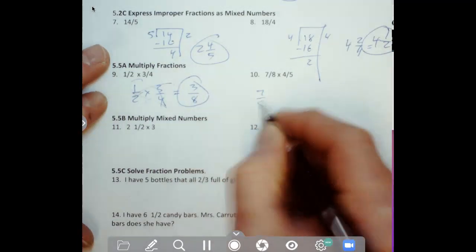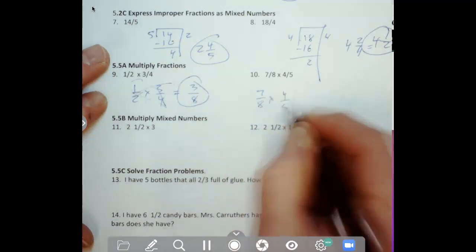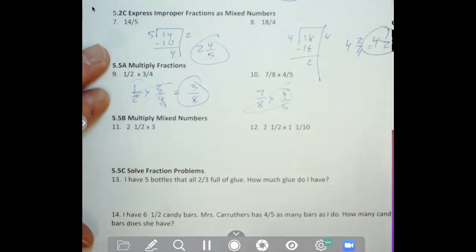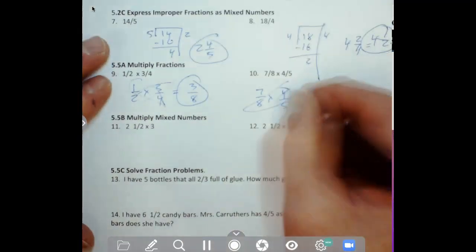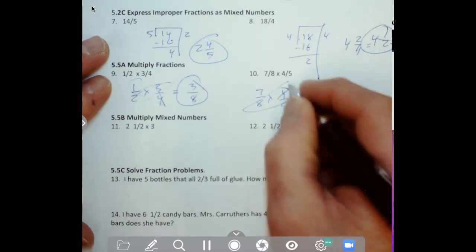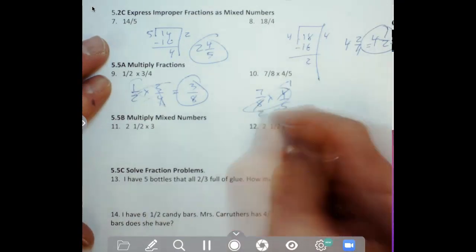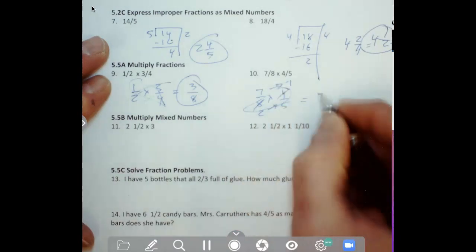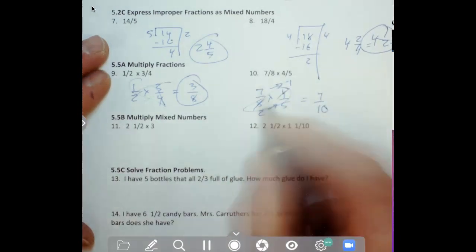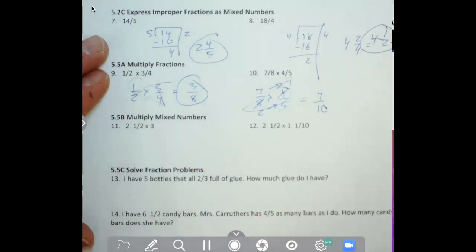7/8 times 4/5. Look diagonally. We got something. They're both even numbers. I could divide it by 2 or 4, but I'll divide by 4 because it's the biggest. 4 divided by 4 is 1. 8 divided by 4 is 2. We can't do anything the other way, so we can just multiply across. We got 7/10. 7 times 1, 2 times 5.